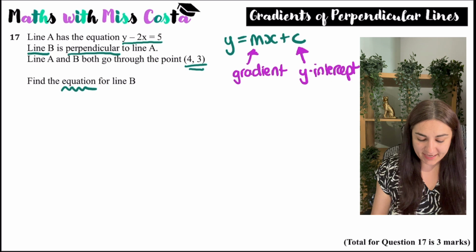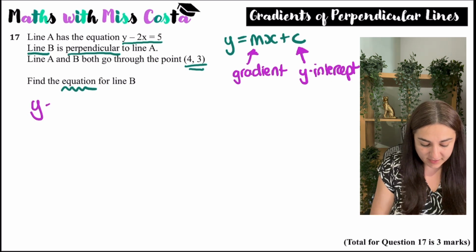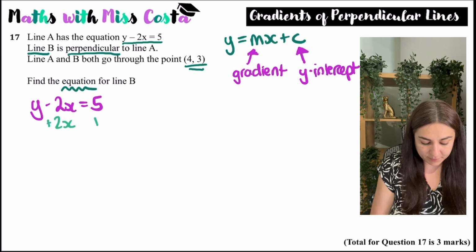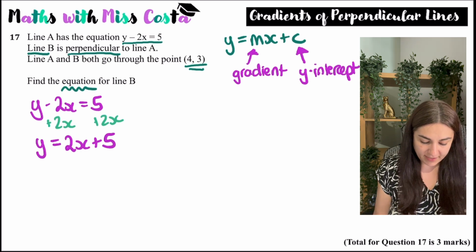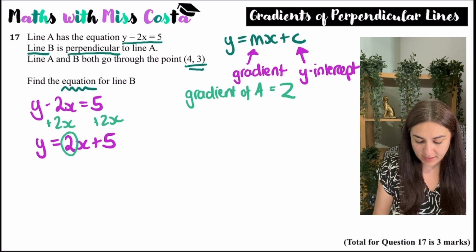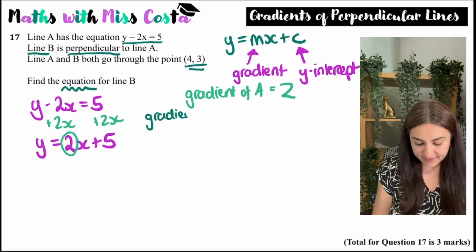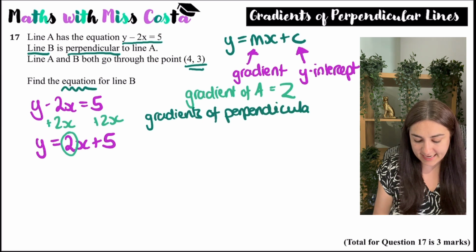Now, first things first, if you get an equation and it's not written in the form y equals mx plus c, just rearrange it. So y minus 2x equals 5. I'm going to rearrange it so that y is the subject. So I add 2x to both sides, and I'm left with y equals 2x plus 5. So I can find the gradient. The gradient of A is 2. And a key thing you need to know about perpendicular lines: the gradients of perpendicular lines multiply to make -1.